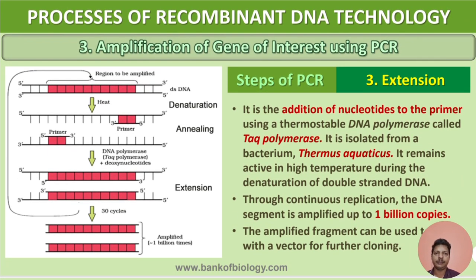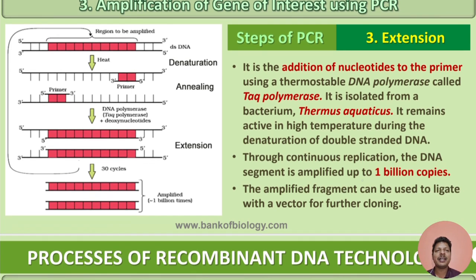Then third is the extension. It is the addition of nucleotides to the primer using a thermostable DNA polymerase called Taq polymerase. Taq means Thermus aquaticus. It is isolated from a bacterium, Thermus aquaticus. It remains active in high temperature during the denaturation of double-stranded DNA. Through continuous replication, the DNA segment is amplified up to 1 billion copies. This amplified fragment can be used to ligate within a vector for further cloning.